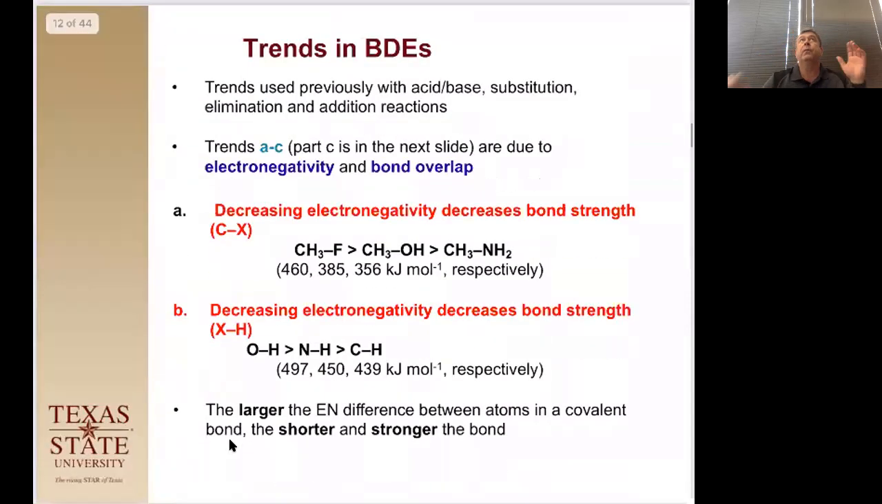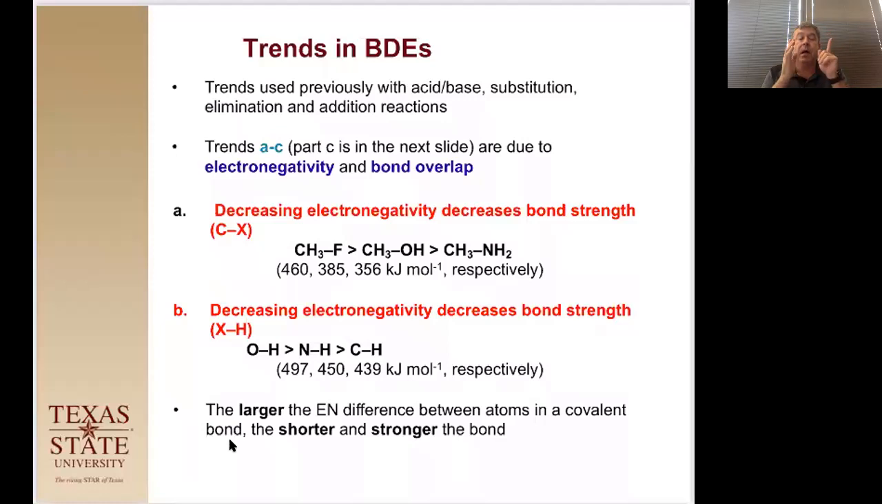Okay, so radical stability is the same as carbocation stability. Tertiary is more stable than secondary, more stable than primary. But are there trends associated with the bond dissociation energies? Turns out the trends in bond dissociation energies are very similar to those of the acid-base reactions we looked at. They trend the same way. So the first trend is decreasing electronegativity decreases bond strength. What that means is the bigger the difference in electronegativity between the two atoms in the bond, the stronger the bond is.